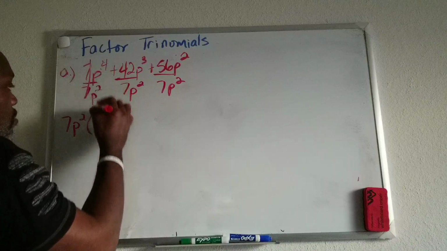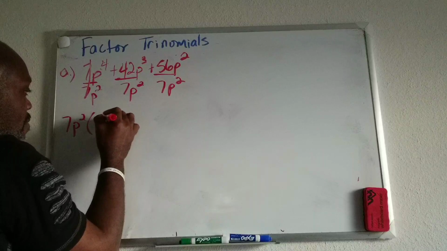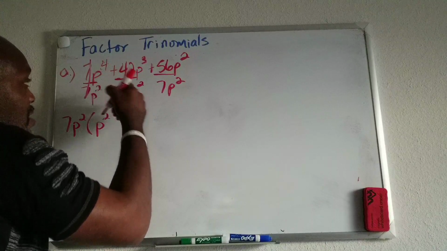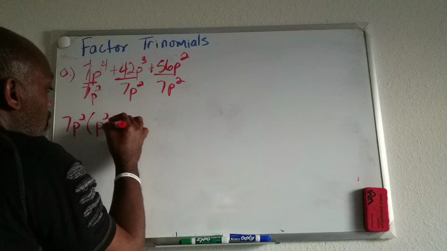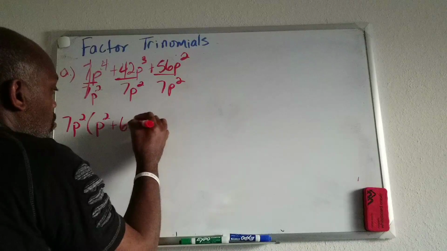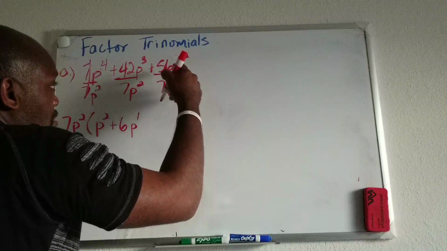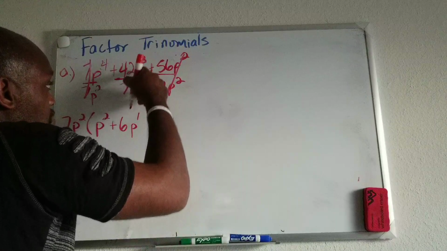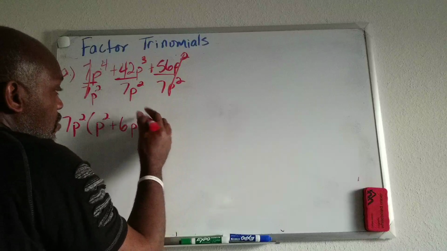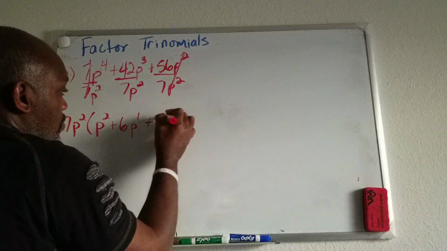So I put these here so that we can divide easier. So p to the fourth divided by p to the second is p to the second, because you're subtracting 4 minus 2 since you're dividing with the same bases. 42 divided by 7 is 6, and 3 minus 2 is going to be 1. These bases are the same, but they have a different exponent, so we subtract. And 56 divided by 7 is 8.